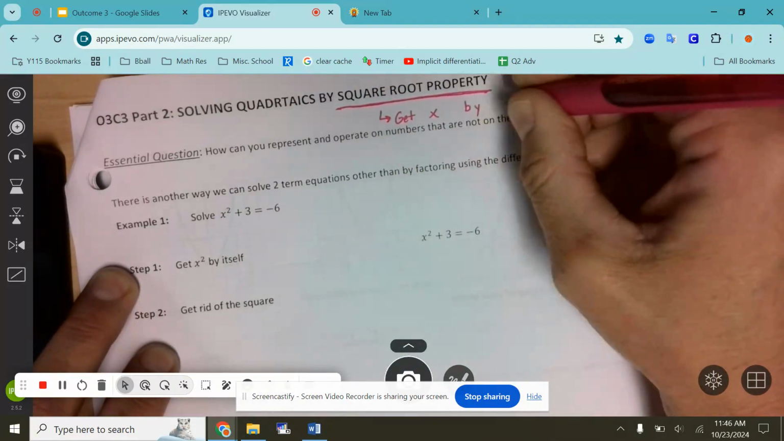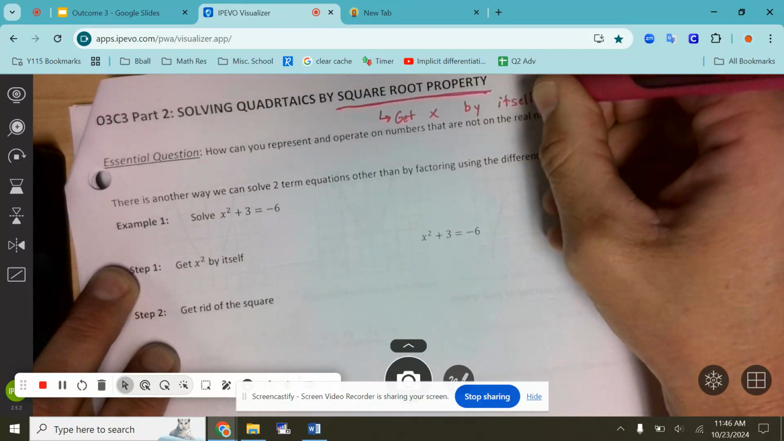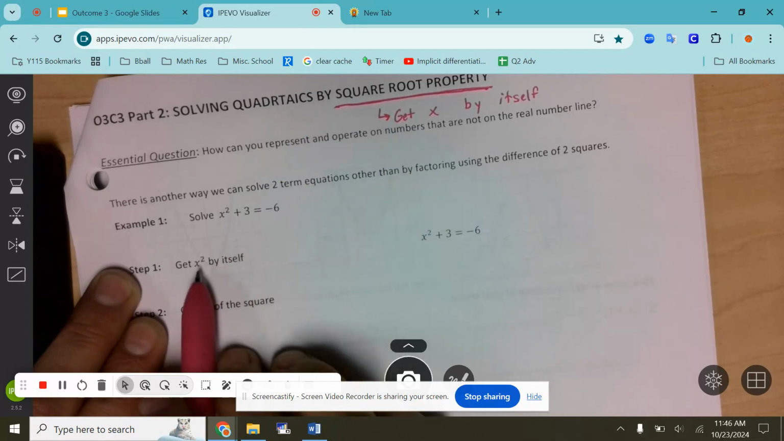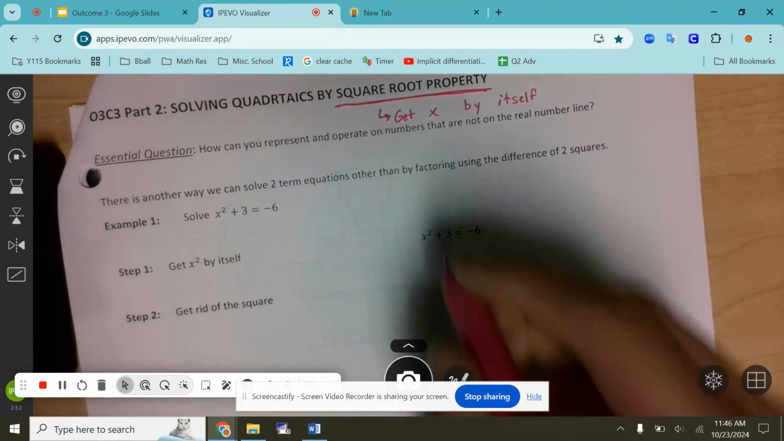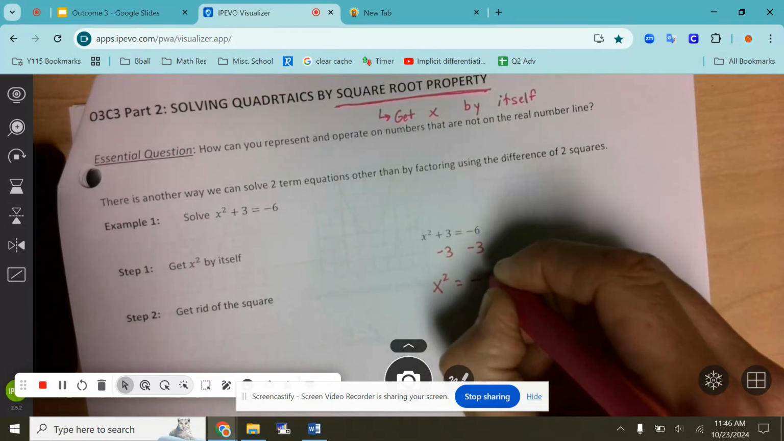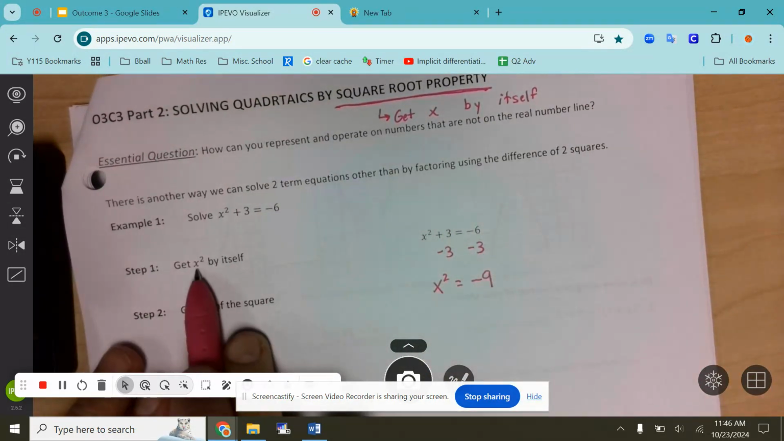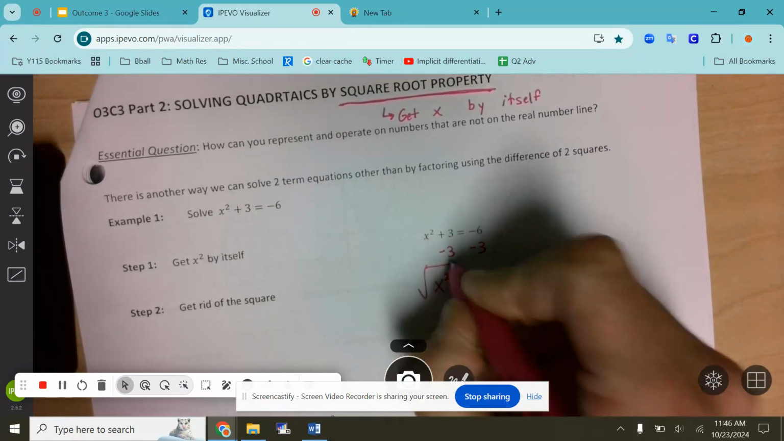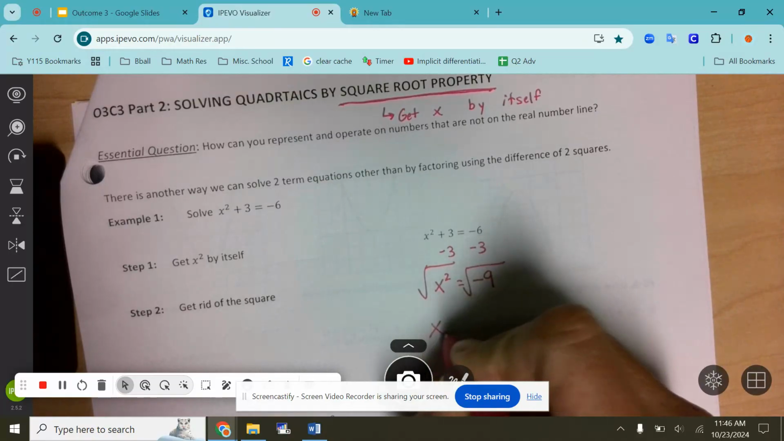You're using all your normal solving techniques. So on my first example, if I'm trying to get x by itself, first I'm going to isolate the x squared. So I would do that by subtracting 3. Isolate means it's all alone. Now I need to get rid of the squared, and we just talked about if I want to get rid of a square, I will square root.